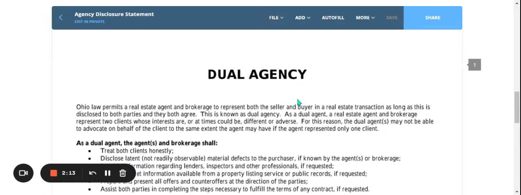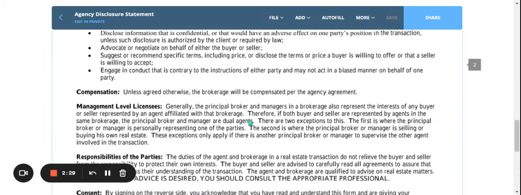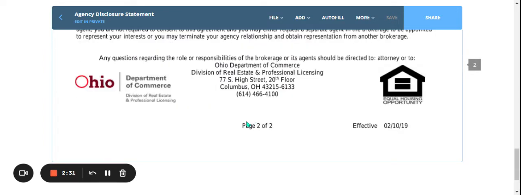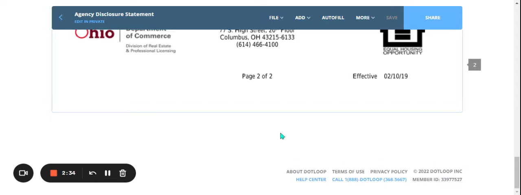Right under here, you'll see the dual agency. That is just saying if I was representing both the buyer and the seller, these would be my responsibilities, which basically says that I have to be honest and upfront and represent both sides with integrity. So there's nothing for you to sign on this page. We will just simply go to the next page.